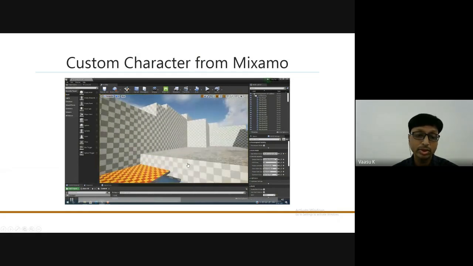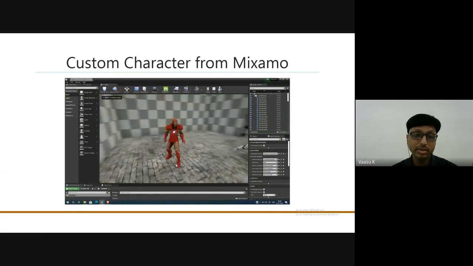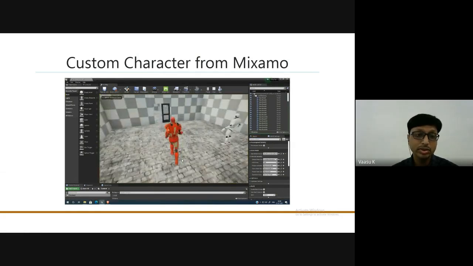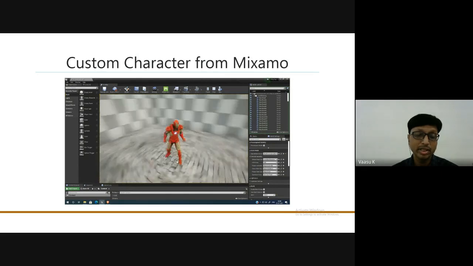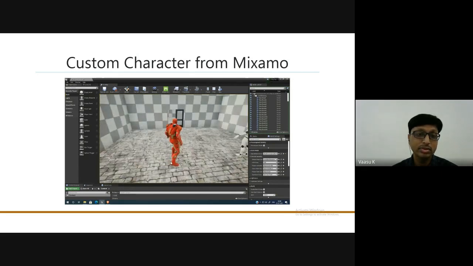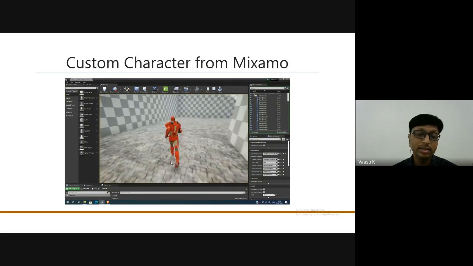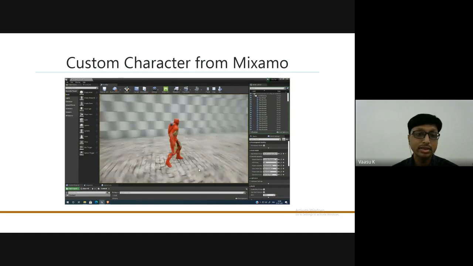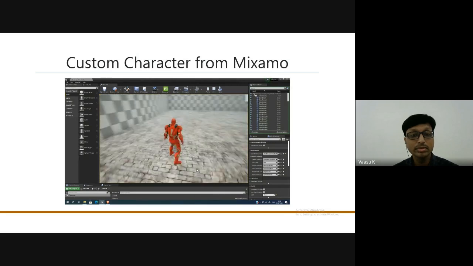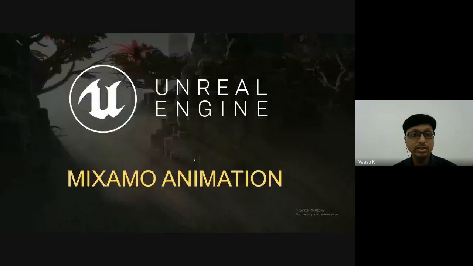So how do you replace our character instead of the mannequin? Okay, so you can see that Iron Man is the main character in this level, and we are rotating all around, and he's running and idling, right? So that is the thing that we are going to do. Okay, so let's start the session. So let's jump into Mixamo.